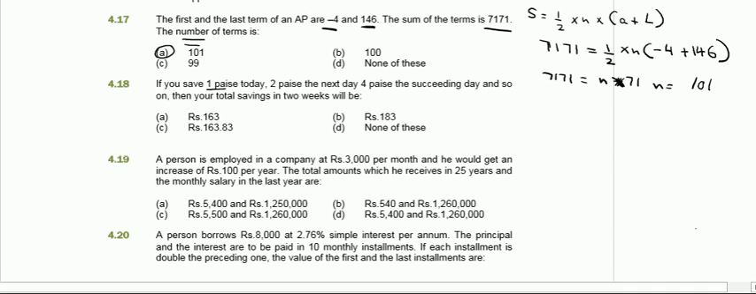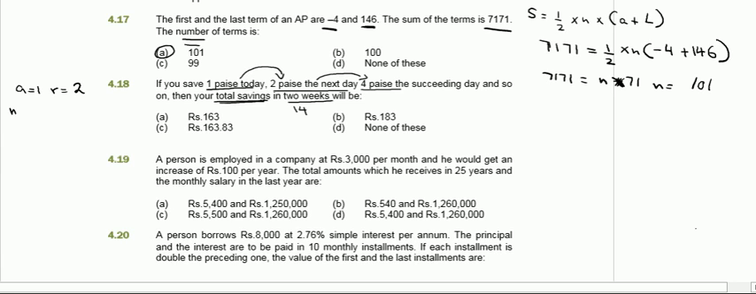4.18: if you save 1 paisa today, 2 paisa the next day, which is double the first day's deposit, 4 paisa the succeeding day, which is double the second day's deposit, and so on, then your total savings in 2 weeks, 2 weeks has 14 days, will be. So basically we have the first term as 1, and since the amount is increasing not with a common difference but with a common ratio, our R will be 2 over 1, which is second over first term, and which will be 2 again.